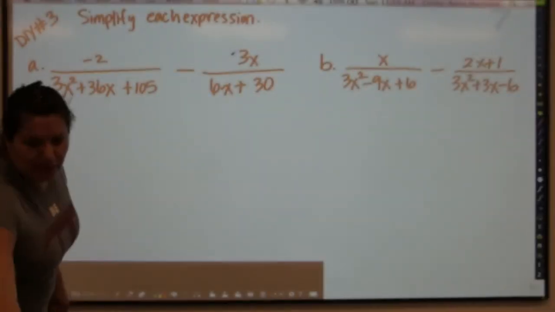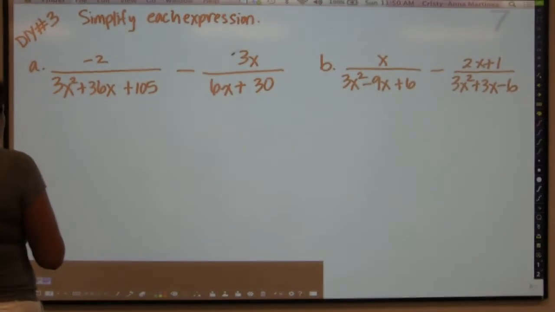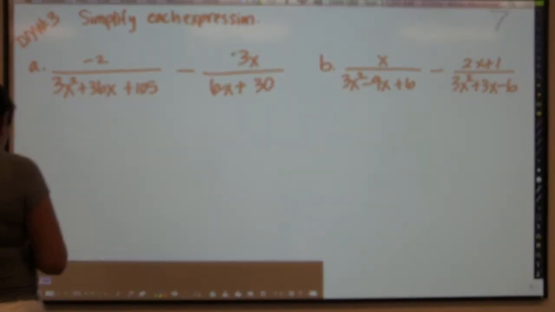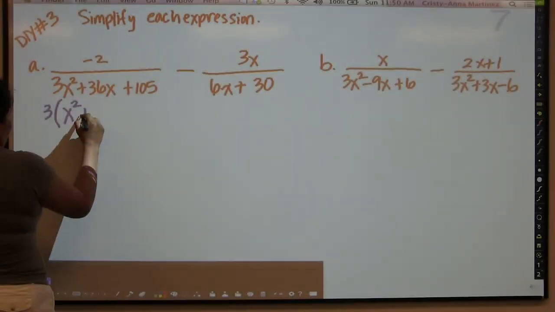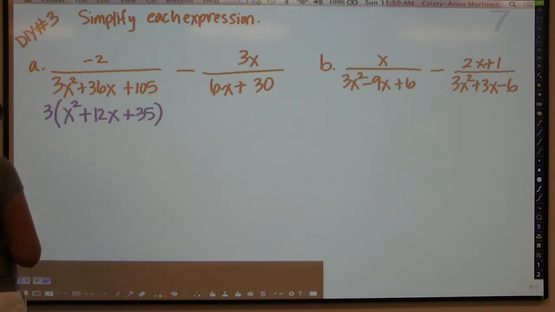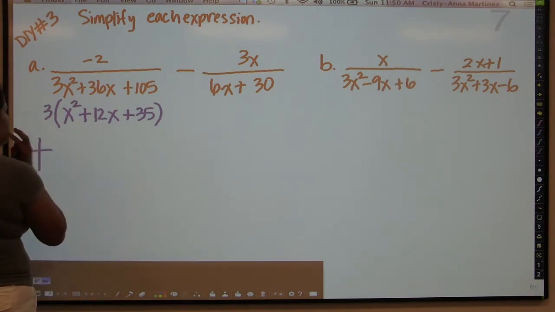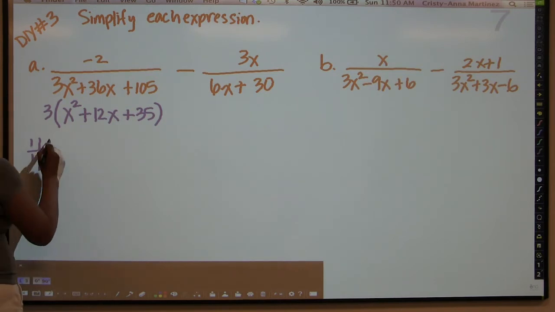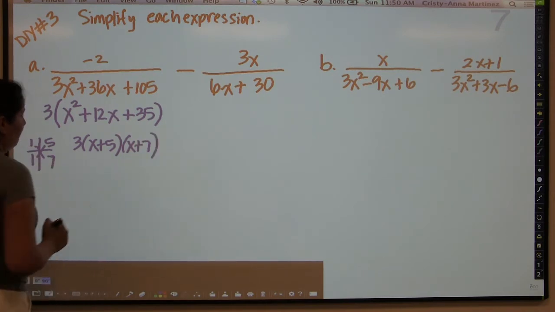I'm pretty sure that we can reduce this little guy because I know 3 goes into 36. And let's see if 3 goes into 105. And it does. So we're going to factor out the 3 and get x squared plus 12x plus 35. 35 times 3 is 105, and 3 times 12 is 36. So now I can try to factor out this expression. We'll put a 1 and a 1, and then 5 times 7 is 35, and 5 plus 7 is 12. So we'll get 3 times x plus 5 and x plus 7 for that factorization.